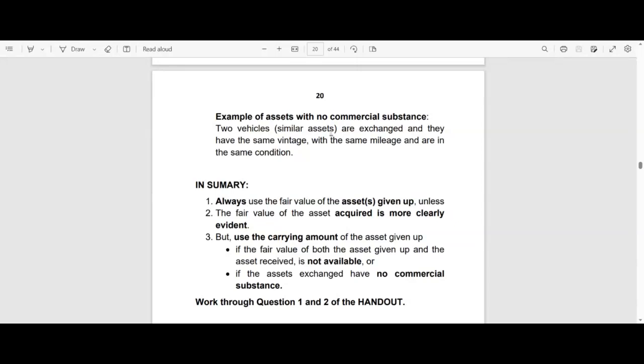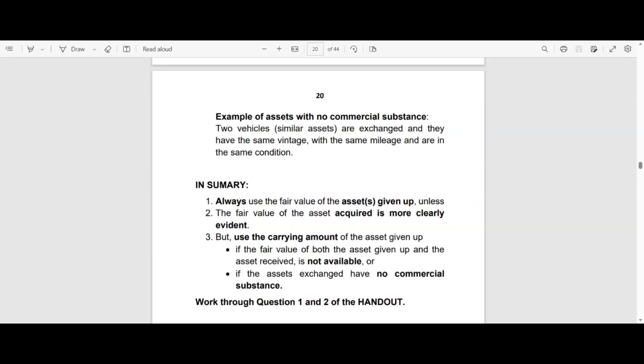Now, what is meant by no commercial substance is where you are basically trading like for like, right? So let's say, for instance, I've got a red Volkswagen Golf, a 2020 model, and my friend has got a blue one, also a 2020 model, also a Volkswagen Golf, same model, same everything, just a different color. And if we then decide, okay, I'd like the blue one for the rest of this decade, and he likes my red one, then we swap them, and that means it's really like for like.